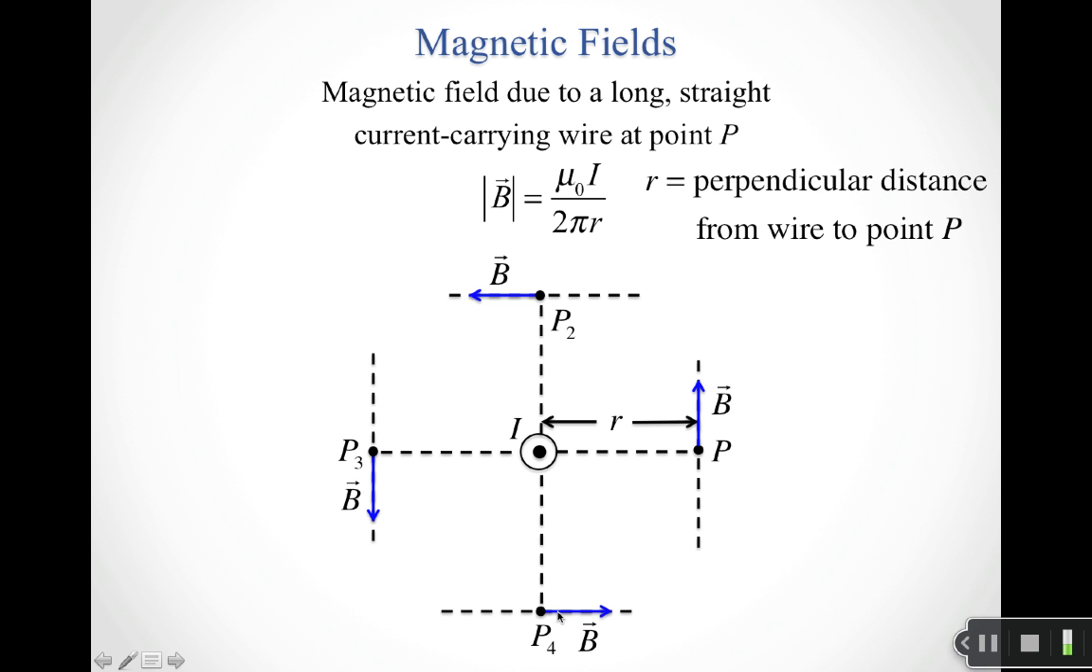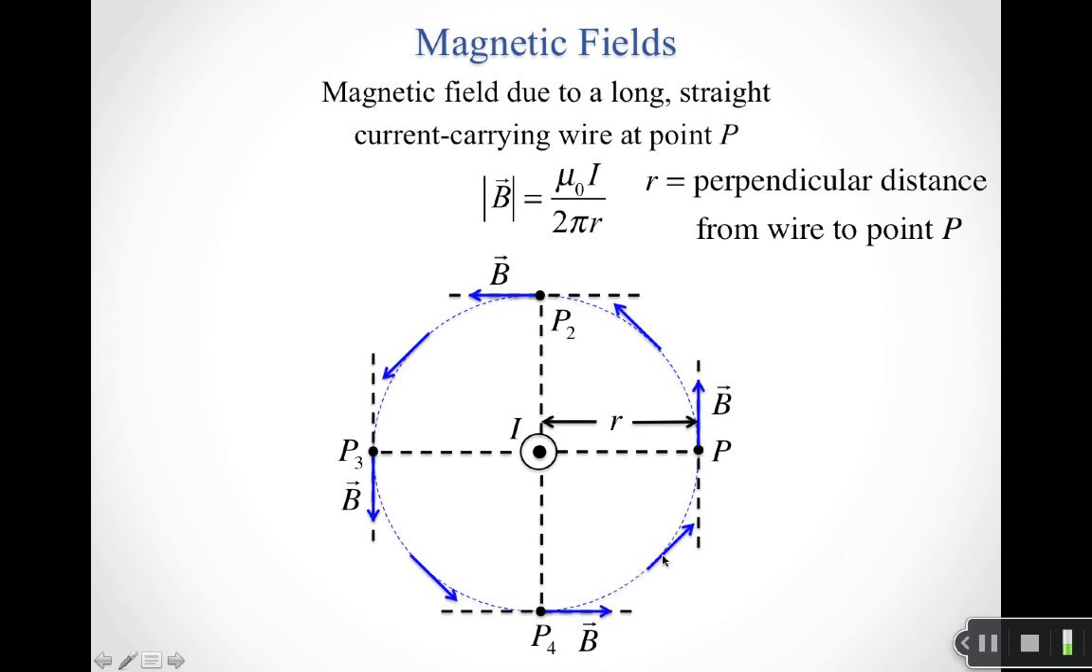At P4, again, here's the line connecting P4 to the wire, so the magnetic field at P4 has to point perpendicular to up and down, so it's got to point left or right. And so part of what you notice here is that if we keep filling in more and more points, what you see is that the magnetic field circles around the wire.